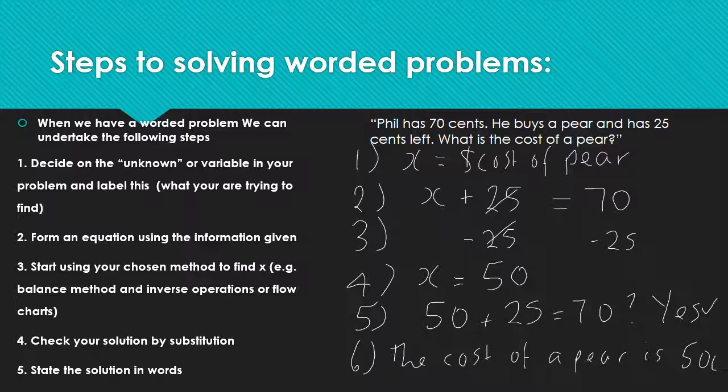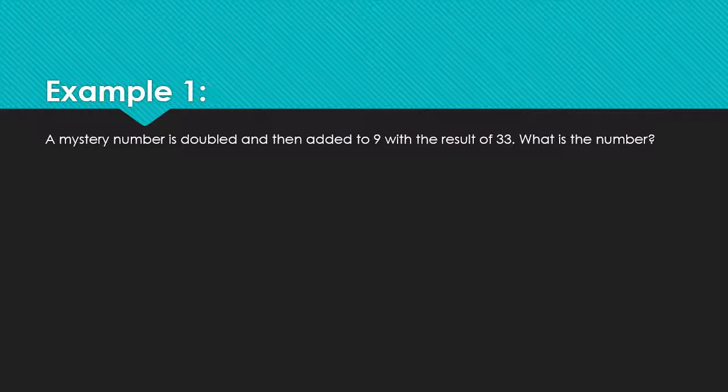Next couple of examples. Alright girls, so now I want you to write down this example. A mystery number is doubled and then added to 9 with a result of 33. What's the number? I'm going to get you to pause the video, write the question down, and then when you unpause it, I'll go through the solution. So pause it where you are and copy it down.